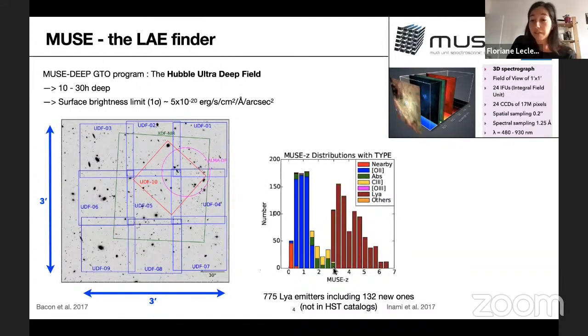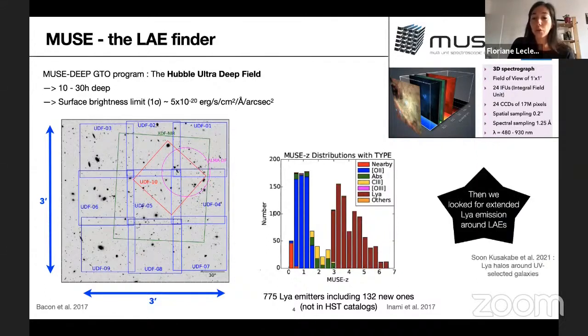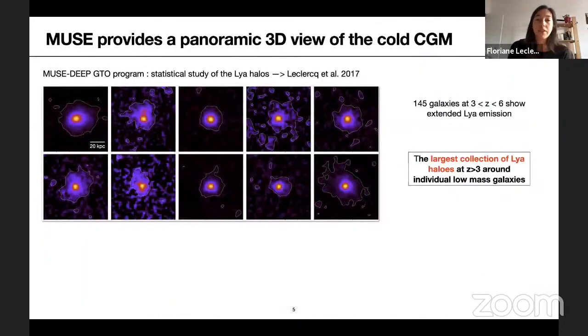Here you see the redshift distribution, and you can see that at redshift higher than 3, we see only Lyman alpha emitters, and we have actually about 800 Lyman alpha emitters. Around those objects, we try to detect extended Lyman alpha emission to trace and characterize the cold circumgalactic medium. And actually, we did find quite a lot, so more than 140 Lyman alpha halos.